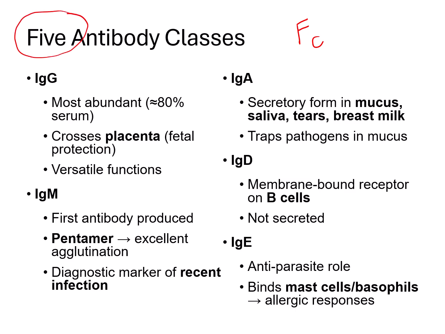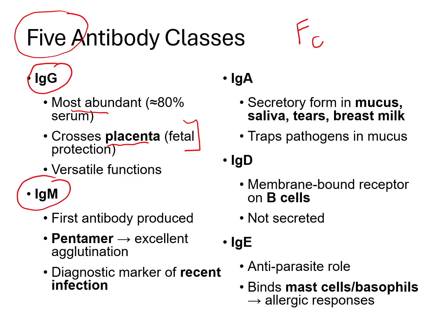So that FC region determines the class or isotype of the antibody, and now we see the 5 different antibody classes. So IgG is the most abundant class, and these are able to cross the placenta, they can protect the fetus during childbirth, and they're very versatile.